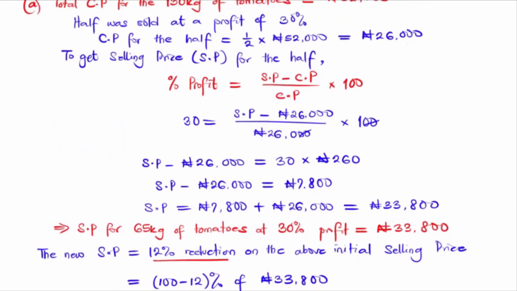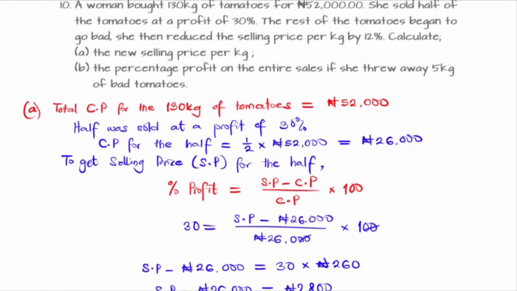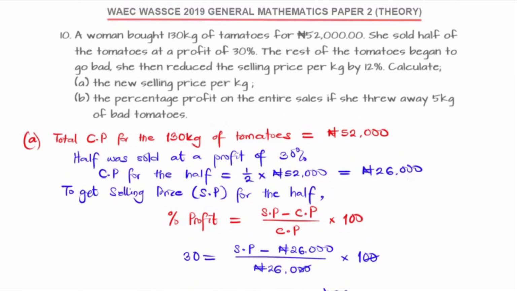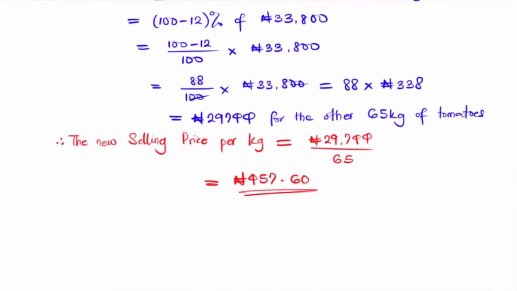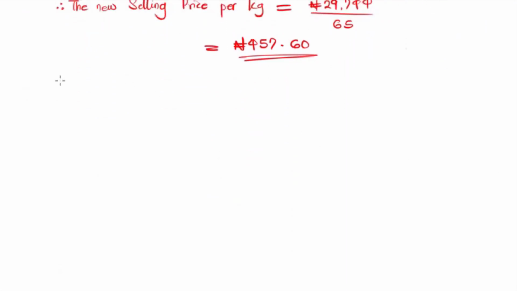So moving on to our next question, we can see that we're now being asked to find the percentage profit on the entire sales if she threw away 5 kilogram of bad tomatoes. Okay, the percentage profit on the entire sales if she threw away 5 kilogram. So 5 kilogram will be taken out, then we have to look at the entire sales. Okay, that's quite. Let's look at how we can solve for that.